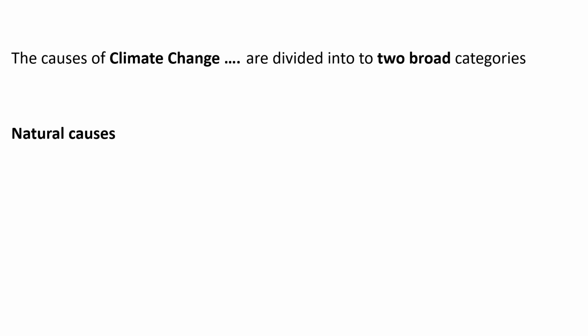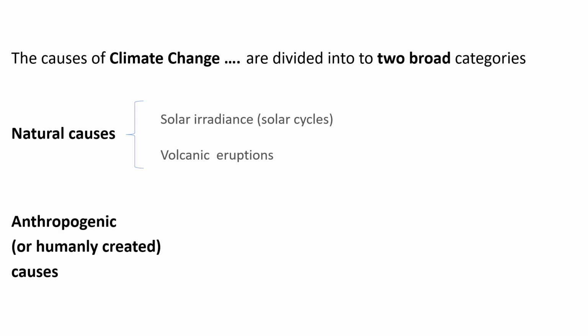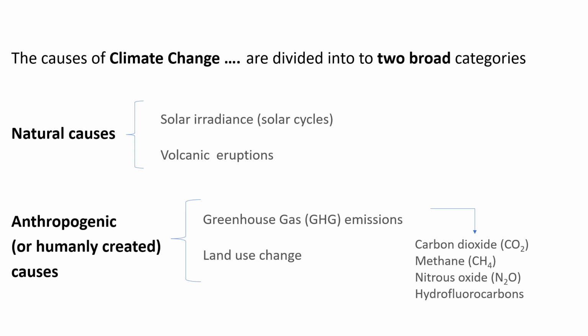These include natural causes, which include solar irradiance or solar cycles and volcanic eruptions. So these do contribute to the ways in which our world is warming up at various rates. However, more importantly is the second category, which is called anthropogenic or humanly created causes of climate change. And these largely include the release of greenhouse gases into the atmosphere.